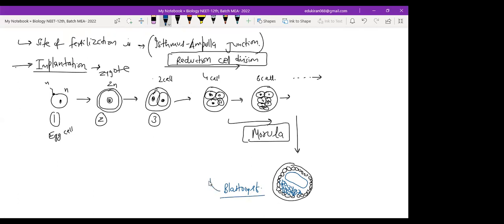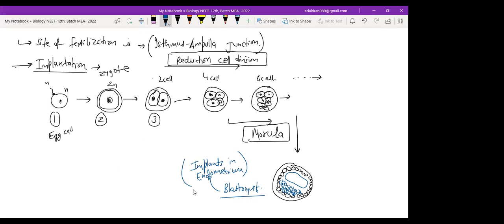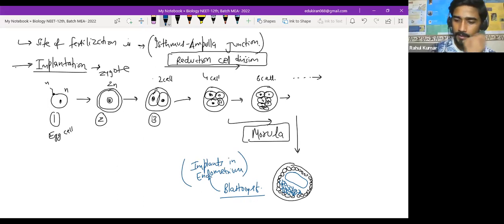And this blastocyst implants in endometrium. Is it clear? Okay, so write down: the dividing embryo forms multicellular daughter cells, and each of these cells, which are multiple cells, are called blastomeres. Okay, in a blastocyst also, blastomeres are called blastocells. Blastomeres.